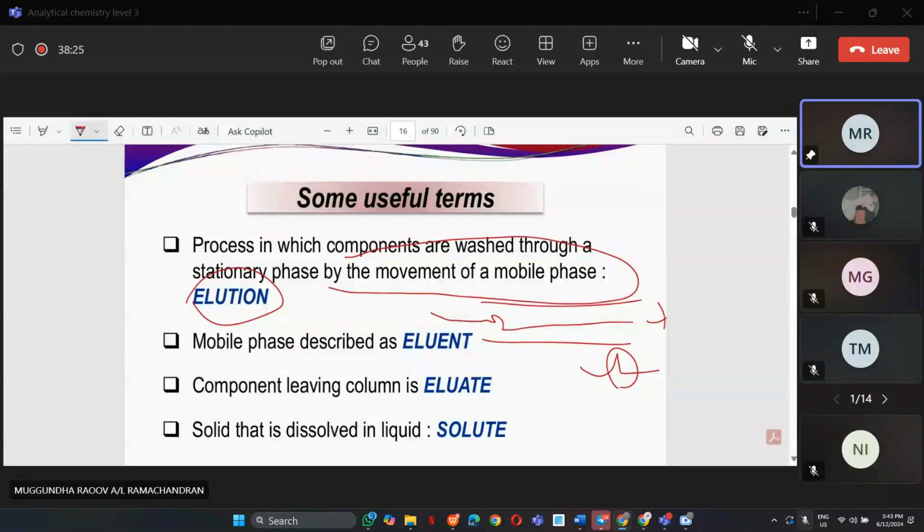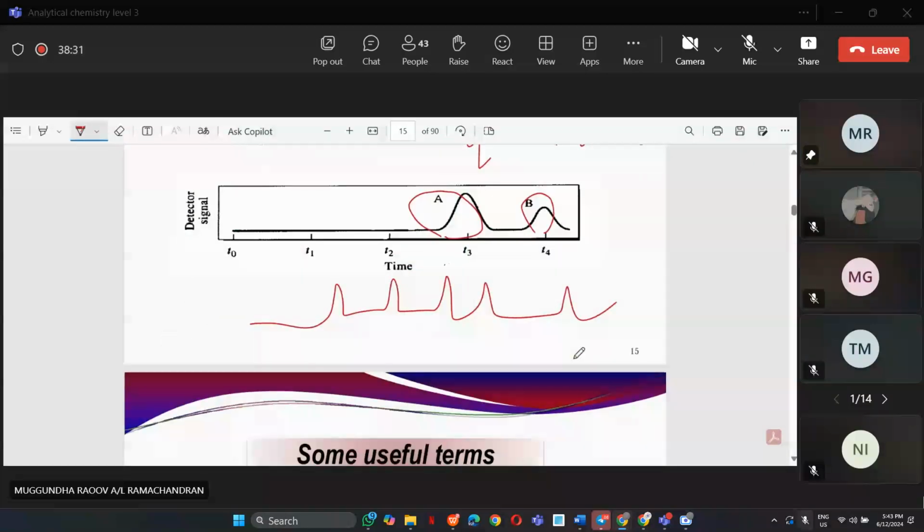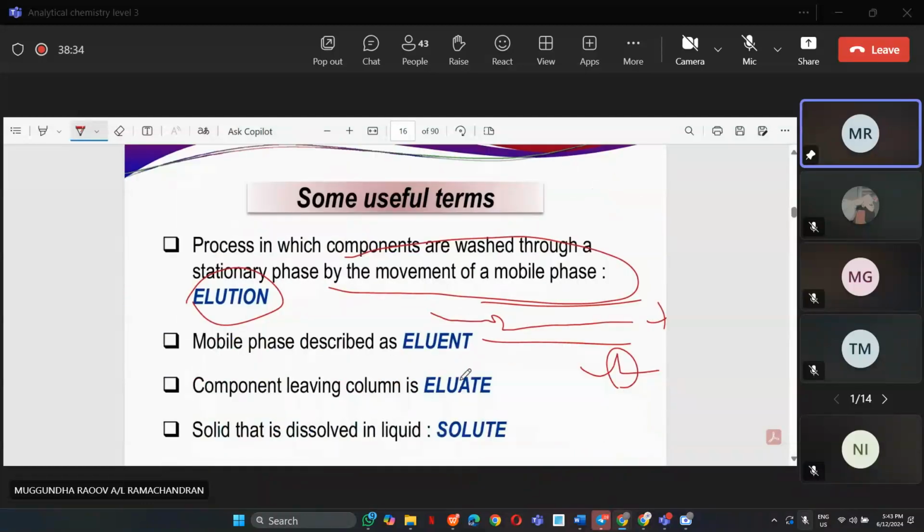Elution is where the components are washed out through the stationary phase. When we pass the sample through the stationary phase, the components have some interaction with it. So we keep a flow through the stationary phase, liquid for HPLC and gas for GC. That flow forces the analyte to leave the stationary phase and go to the detector to read, so that we can get the separated chromatogram. That is what we call elution.